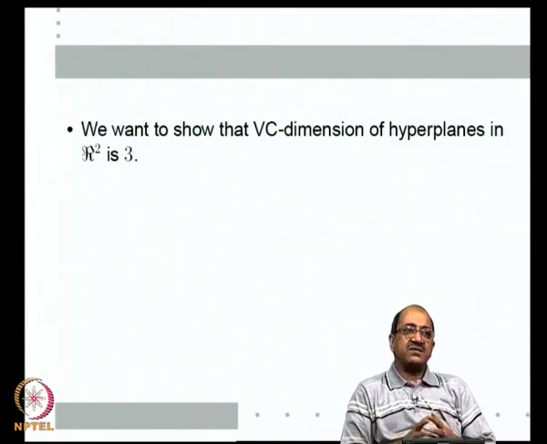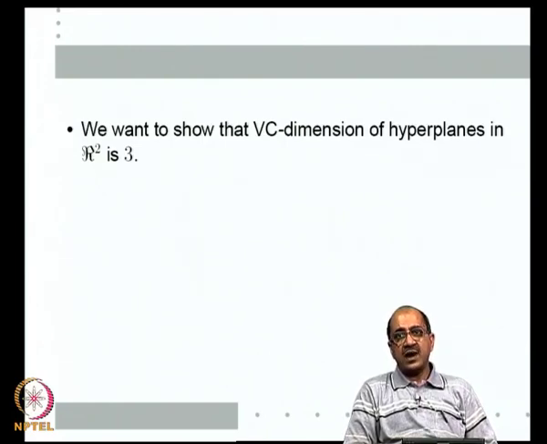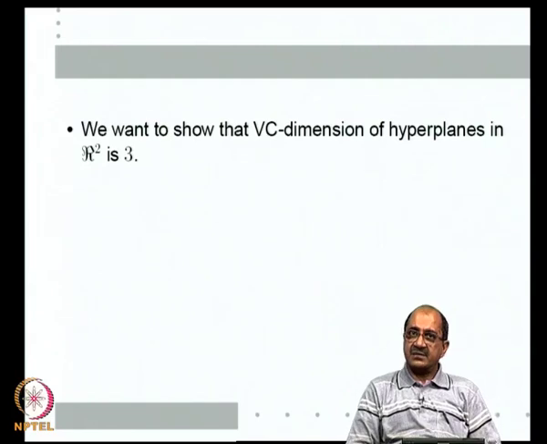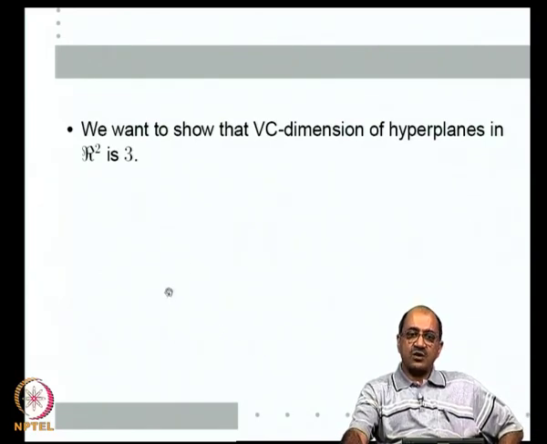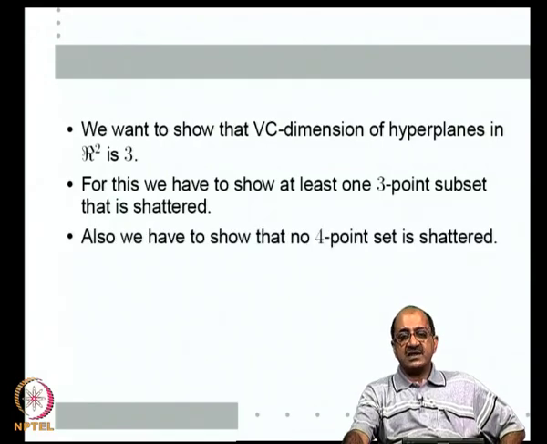As we have seen, to show that the VC dimension of something is m, what do I have to show? I have to exhibit at least one m-point subset that is shattered and show that no m plus 1 point set is shattered. So, to show that the VC dimension of hyperplanes in R2 is 3, I have to show that there is at least one 3-point set that is shattered and no set of 4 points is shattered. We have to first show that there is at least one 3-point set that is shattered, and then also show that no 4-point set is shattered.